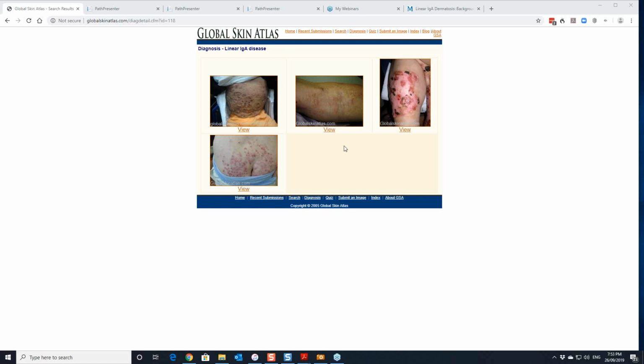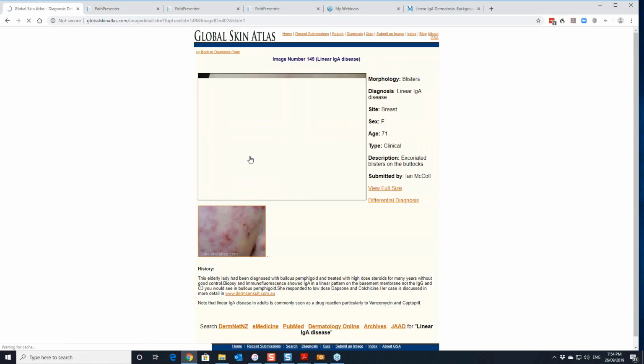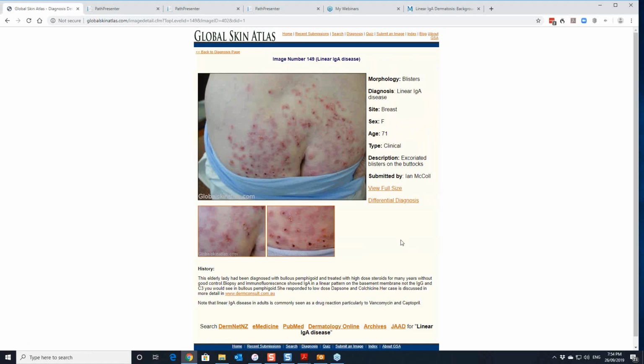I thought what we'd do tonight is have a little look at some of the cases of linear IgA disease that are in Global Skin Atlas, and we'll also look a little bit at histopath and treatment. The thing that's important about this condition is that there are two separate age groups in which it can occur. There's the case that occurs in childhood, called chronic bullous disease of childhood, and the more typical adult linear IgA disease. Now, we'll look at some of these images first.